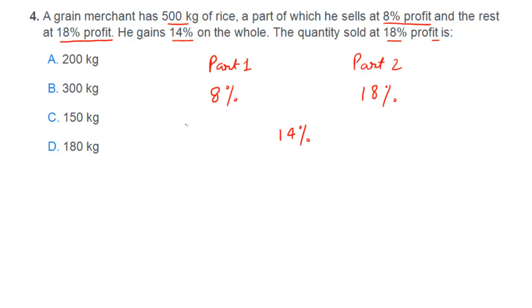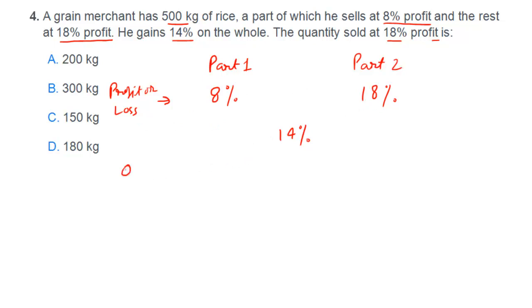So we can also apply the alligation rule in order to find in which ratio he should divide this part 1 and part 2. So remember, we will proceed in the same fashion, and here I am writing profit or loss, as I have written 8% and 18%, and always remember that for profit it should be plus and for loss it should be minus, which is not the case in this question. Okay, because in part 1 also he is making a profit of 8% and for part 2 as well 18%.